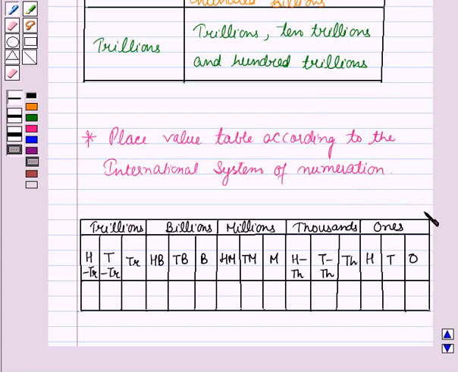Now in the International System of Numeration, starting from the right, the periods are called ones, then thousands, millions, billions and trillions. Then we further divide the periods into places as ones, tens and hundreds under ones, and thousands, ten thousands, hundred thousands under thousands, then millions, ten millions, hundred millions under millions, and billions, ten billions, hundred billions under billions, and trillions, ten trillions, hundred trillions under trillions.